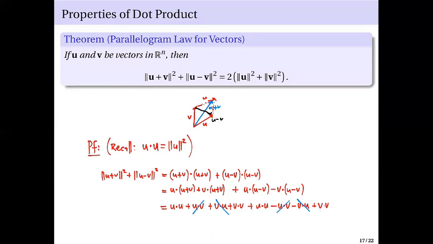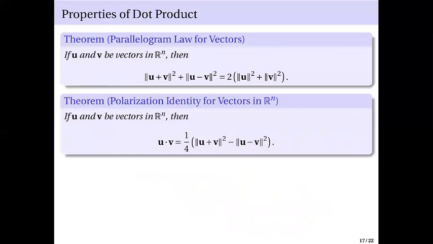And that's twice u dot u plus twice v dot v. And that's precisely 2 times, factoring out, the magnitude of u squared plus the magnitude of v squared. So it seems like the subtraction disappeared in here, but because of this cancellation, that subtraction was removed.